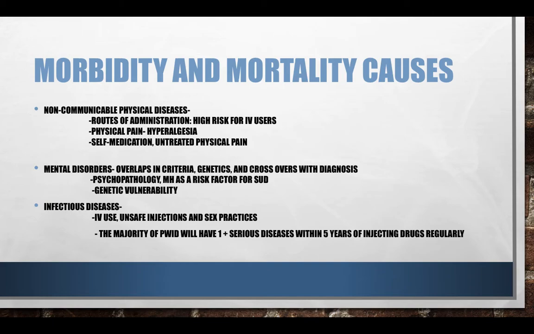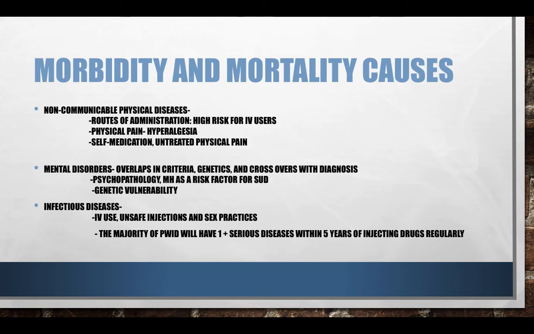Okay. Our next cause is mental disorders. There is an overlap in criteria here, and there might be genetics involved, and then crossovers with diagnoses as well. Psychopathology and mental health is a risk factor for SUD, and SUD is also a risk factor for mental health. So, very similar to the suicidality, which we spoke about a little while ago. And then there is a genetic vulnerability that could occur as well. For example, schizophrenia does tend to run in families.